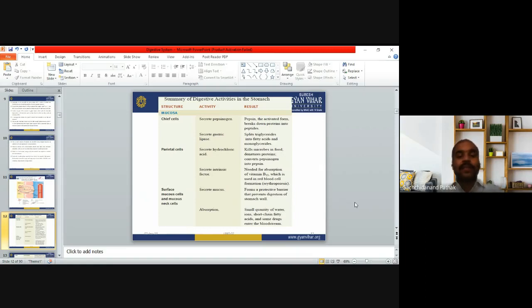Parietal cells secrete the intrinsic factor. Now intrinsic factor is important for the absorption of vitamin B12, which is used in erythropoiesis, that is the red blood cell formation. So the parietal cell has a brilliant function.